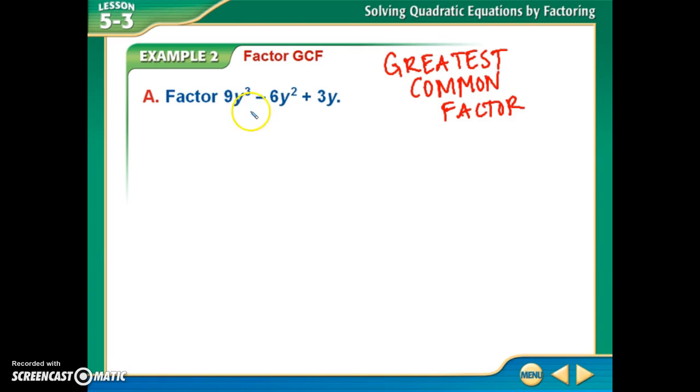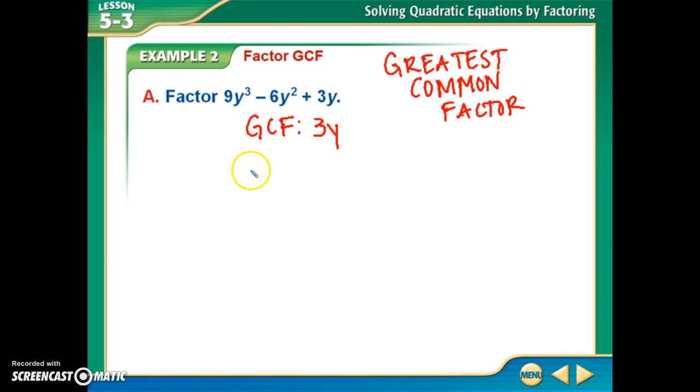So if we look at 9y cubed minus 6y squared plus 3y. First, we can start by looking at the numbers, 9, negative 6, and 3. The greatest number that goes into all three is a 3. If we look at y cubed, y squared, and y, the greatest variable that goes into those is just y. It's always going to be the smallest exponent. So in this case, we have a y to the first power, so that's our common factor. So our GCF for this entire polynomial is 3y.